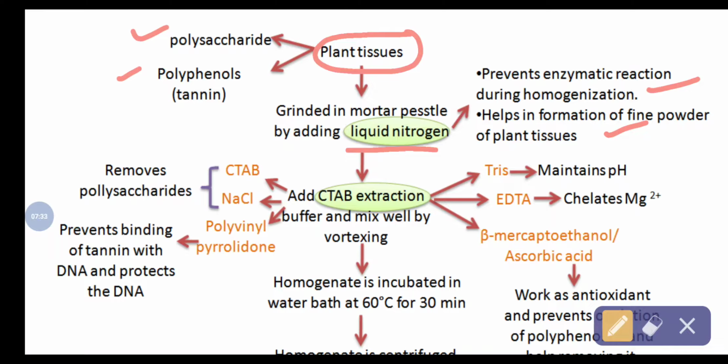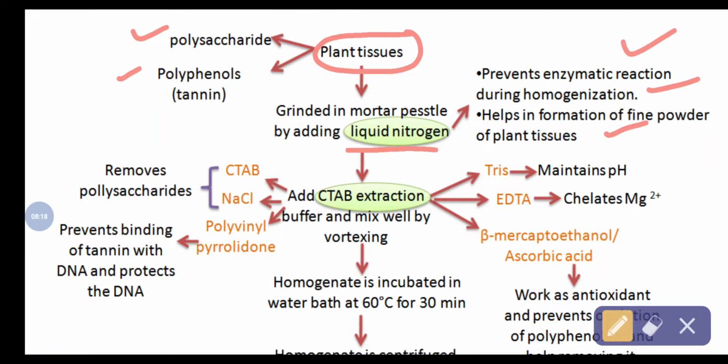Now, how is it going to happen? When we grind these plant tissues, what happens? Heat is generated. And because of this heat, the nucleases get synthesized and activated. They come into function. And what is the role of the nucleases? Degradation of nucleic acid. So it may lead to the degradation of our DNA. We don't want this. So for that, we add liquid nitrogen to stabilize the temperature so that the temperature won't get higher. Right? So the first thing is it prevents the enzymatic reaction during the homogenization.